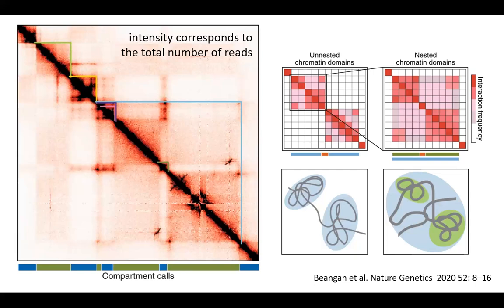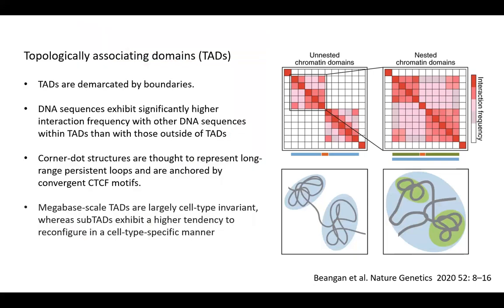And these kind of domains were named topologically associating domains, or TADs. And TADs show boundaries on that Hi-C graph. That's how they're defined initially. And it means that the DNA sequences within the TADs interact with each other more frequently than with DNA outside of TADs. And the corner dots that show up as intensity off diagonal, those dots show that the pairwise interaction is more frequent.